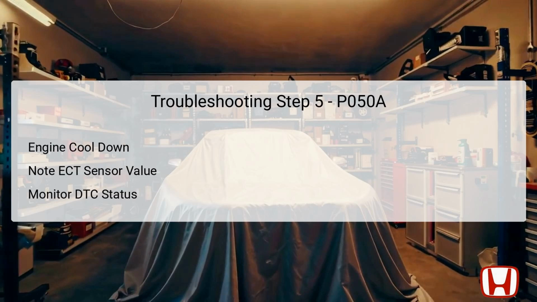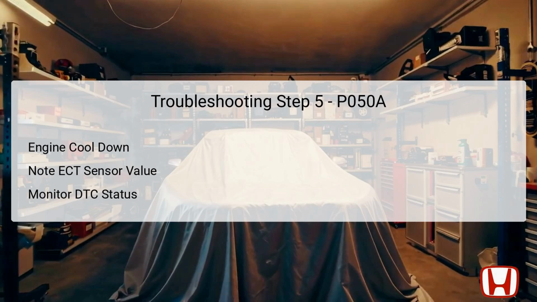In this step, the engine must be cooled down until the value of ECT, engine coolant temperature, sensor 1, drops to 122 degrees Fahrenheit, 50 degrees Celsius or lower. This is crucial for accurate testing of the idle air control system under cold start conditions. After reaching the desired temperature, use the HDS to clear any DTCs, including P050A.